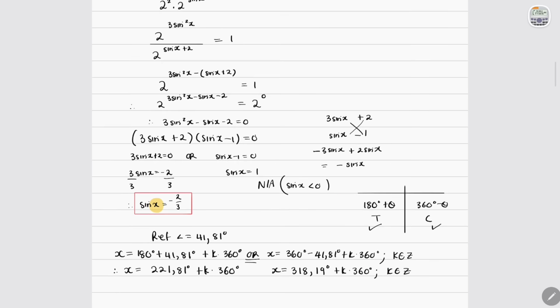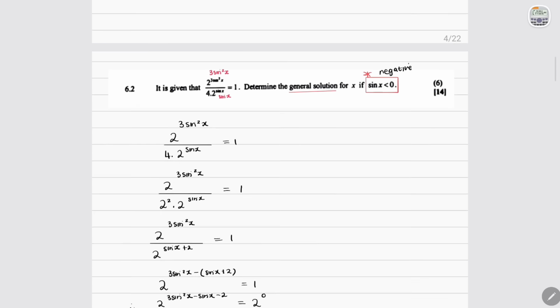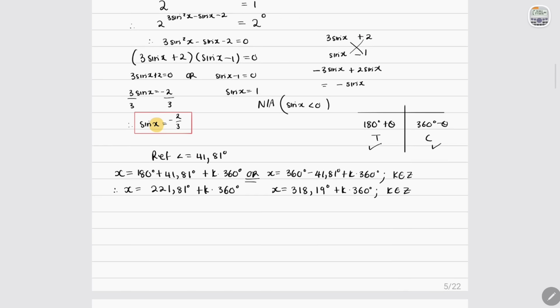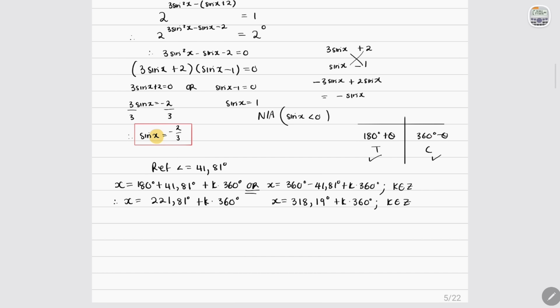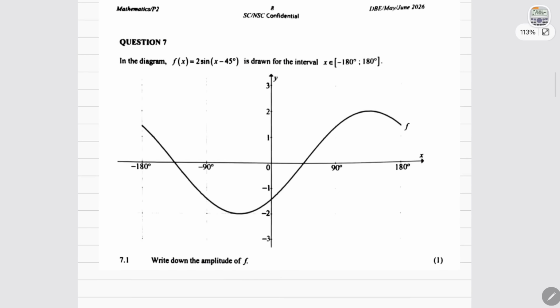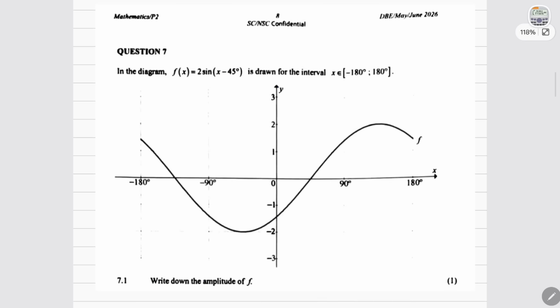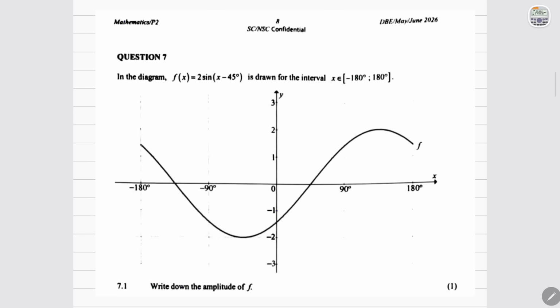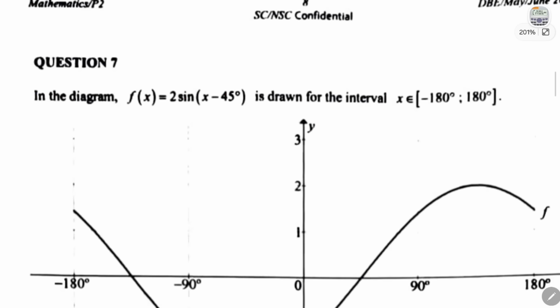Okay, so that was the last question. Okay, and that concludes it for question 6. Moving on to question 7. We are now on question 7, and question 7 says, in the diagram, we have f of x is equal to 2 sine and then x minus 45 degrees. Okay, so this is a sine graph that has been shifted 45 degrees, but remember it says minus.